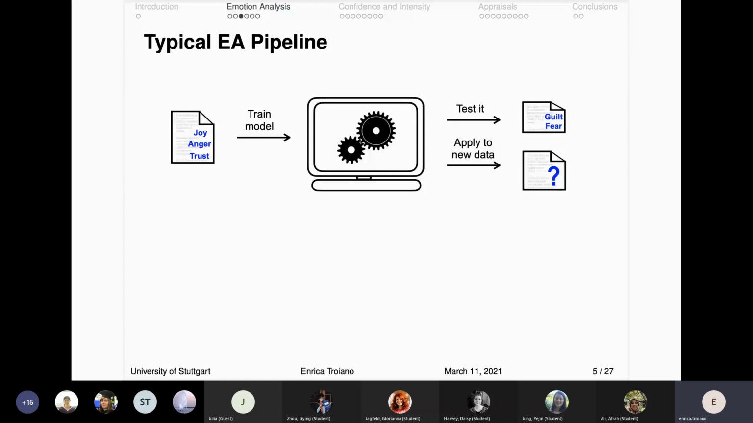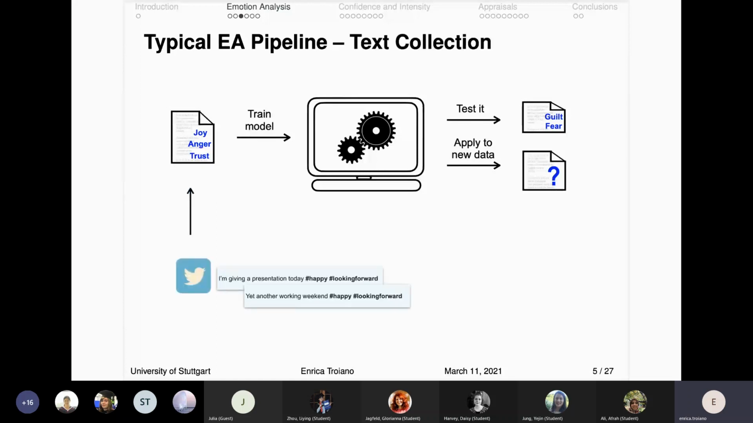And in case we are happy about its performance, then we can use the model on new data. But before we involve ourselves with this emotion modeling, we have to think about the data, how to collect appropriate emotion data. And if you think about it, there already exists some type of data out there that people spontaneously tag with emotions. "I'm giving a presentation today, #happy." So sometimes the authors of tweets use these emotion labels.